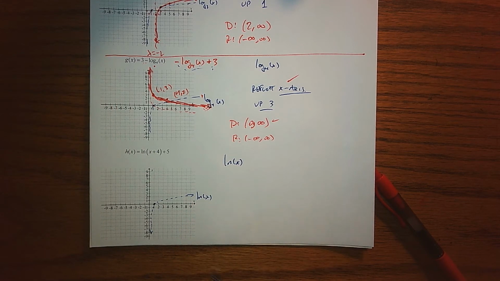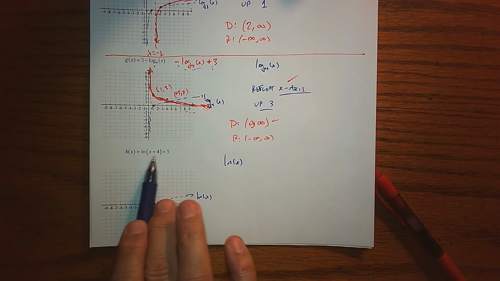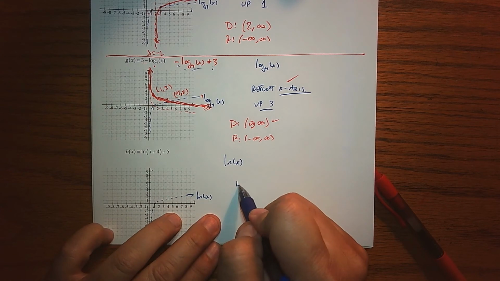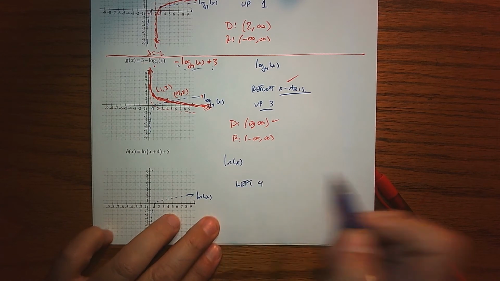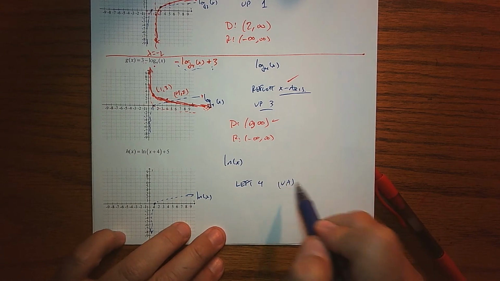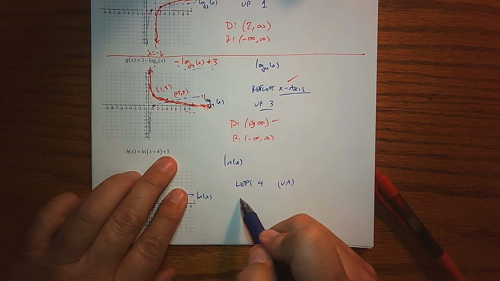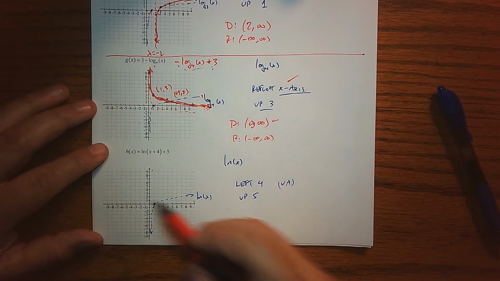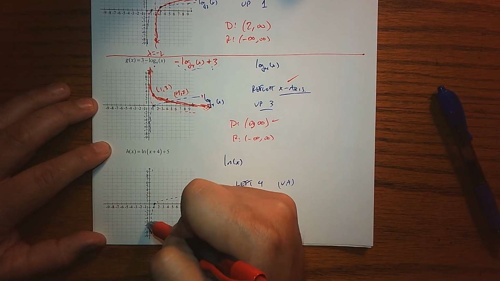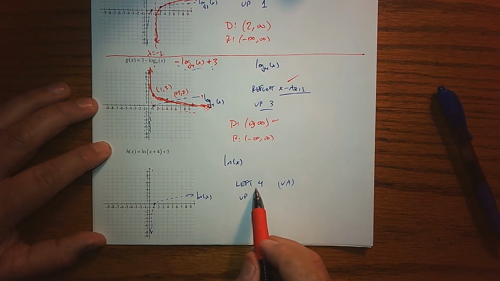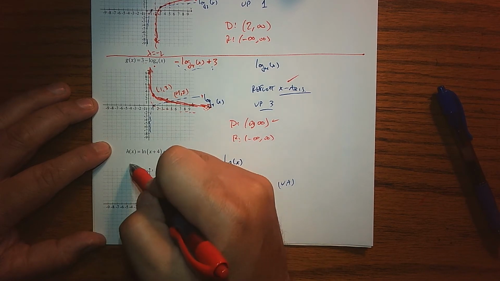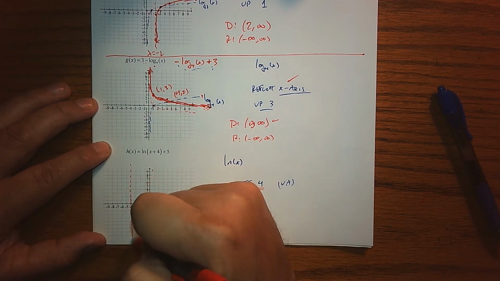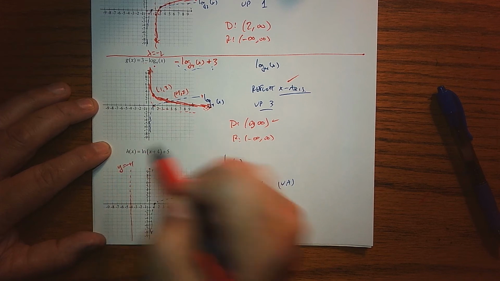What are the transformations? Well, we're adding 4 to the x, so that means we're moving to the left 4, including our VA, right? So be careful there. The plus 5 means we're actually moving up 5. So for my new graph, the vertical asymptote used to be the y-axis, and it's moving to the left 4. So now my vertical asymptote is x equals negative 4.